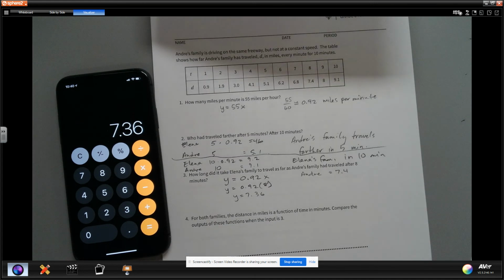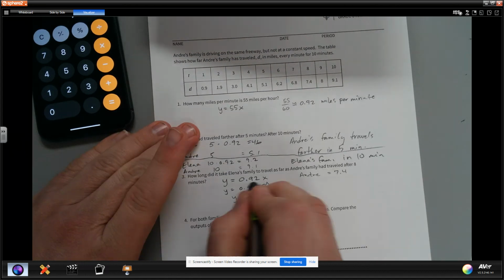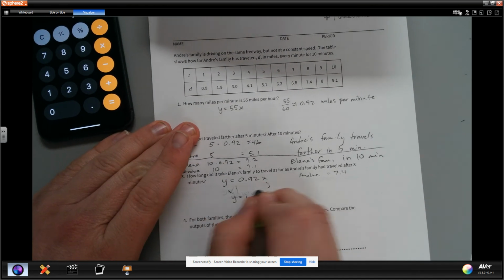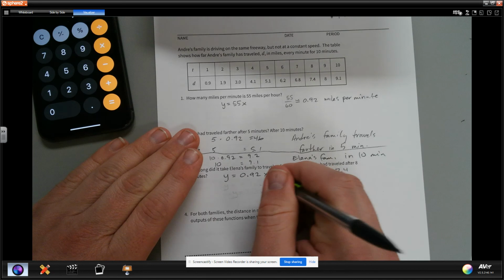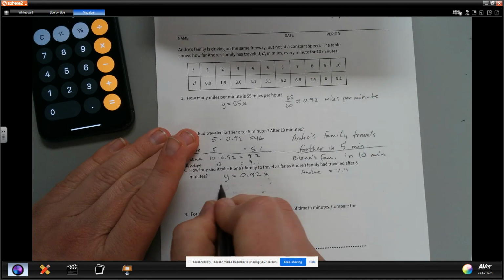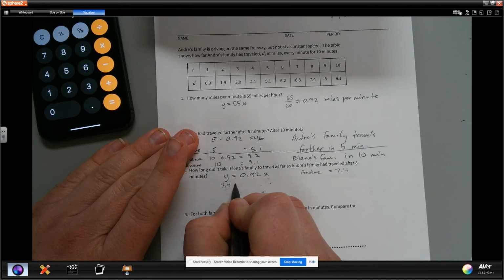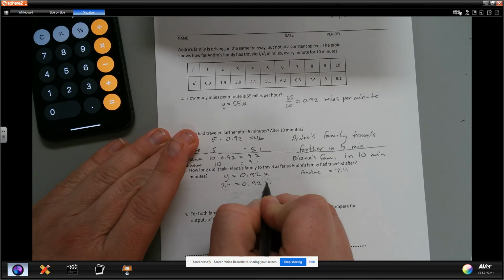And so we have to consider that piece about after 8 minutes. How far have we gone? And how long did it take Elena's family to travel as far as Andre's family? Oh, whoops, I read that wrong. So how long did it take for Elena's family to travel as far as Andre's family did after 8 minutes? That shouldn't have been an 8 right there. That should have been a 7 4/10 for y is equal to 92 hundredths times x, and dividing that by 92 hundredths.